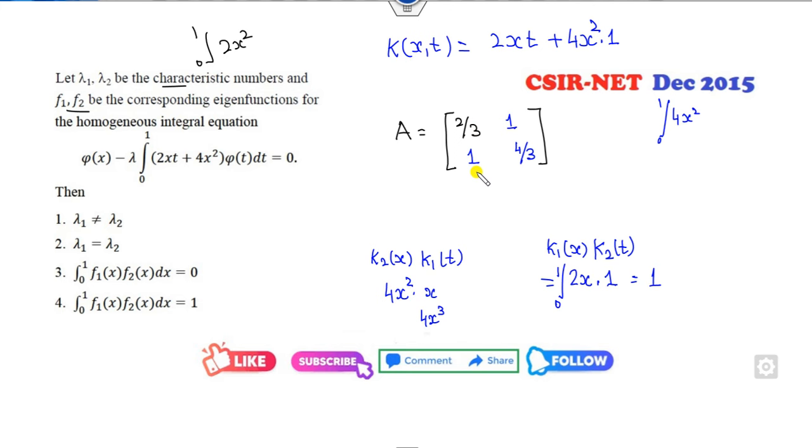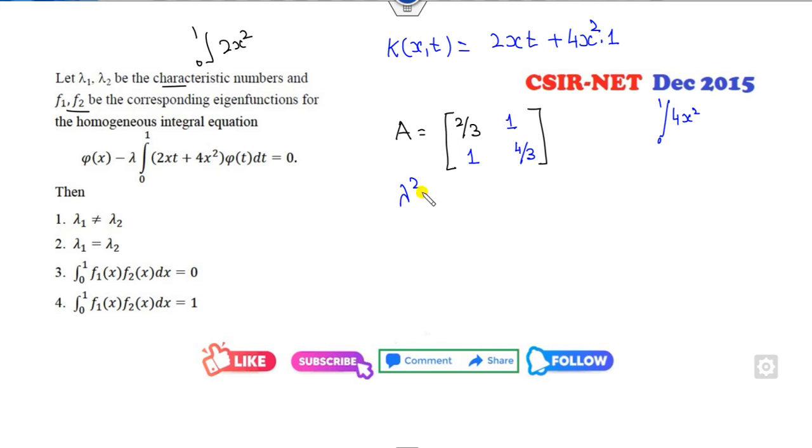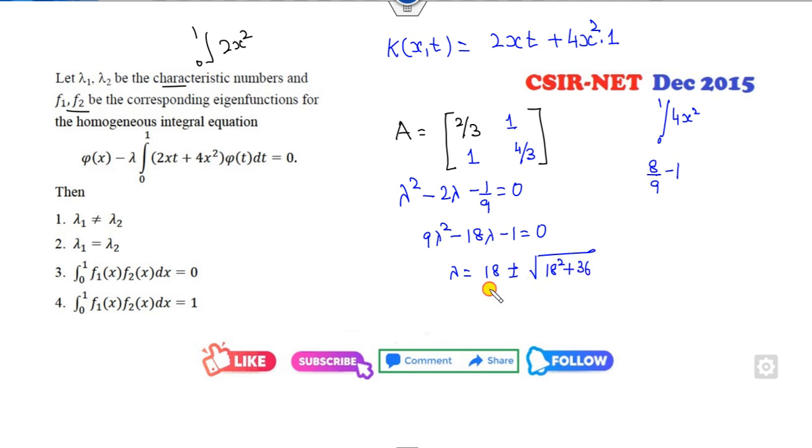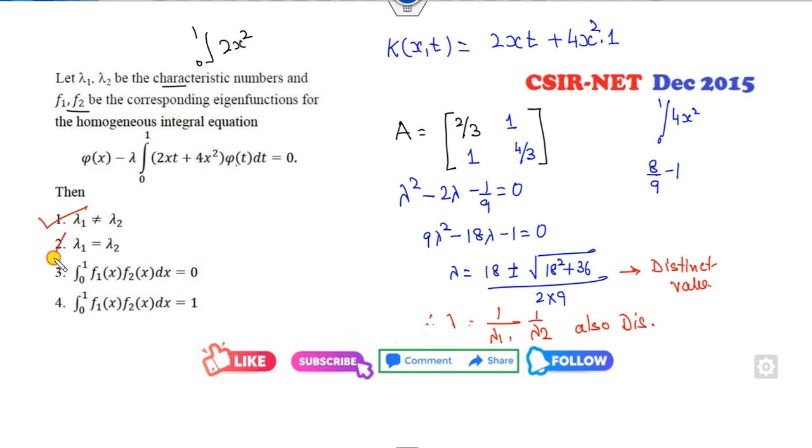It is 1. Fine. Now, once you calculated this value, can you find the eigenvalues? So lambda square minus 2 lambda, that is the sum of the diagonal, and 8 over 9 minus 1 is minus 1 over 9. That is 9 lambda square minus 18 lambda minus 1 is 0. Eigenvalues are minus b plus minus square root of b square minus 4ac, divided by 2a. So clearly you will get distinct values. Fine. So therefore, what are the eigenvalues of this? So eigenvalues are 1 over eigenvalues of this. So they are also distinct. Fine. So that means lambda 1 is not equal to lambda 2.